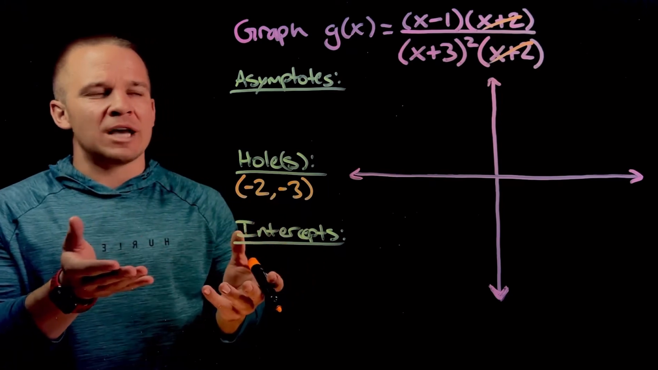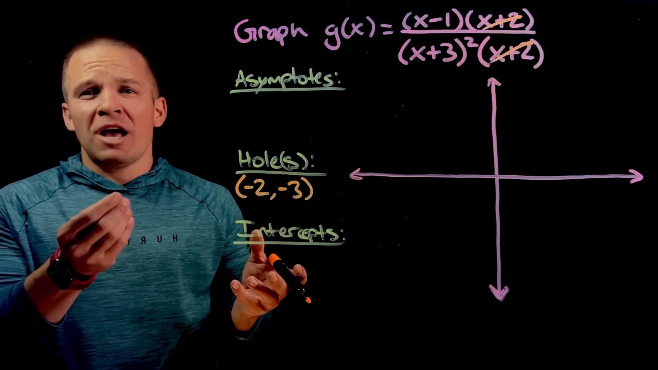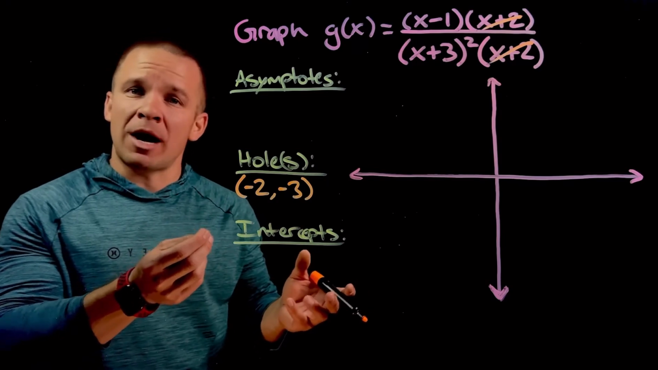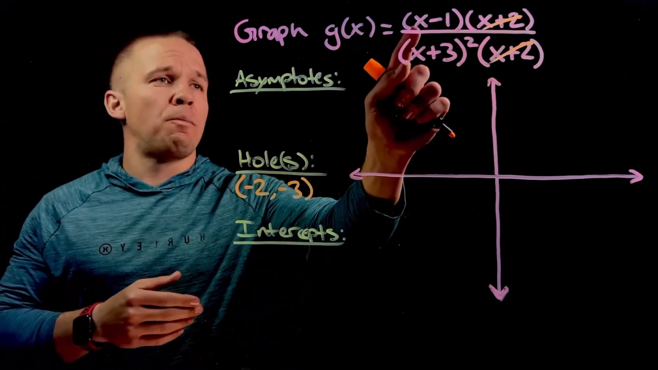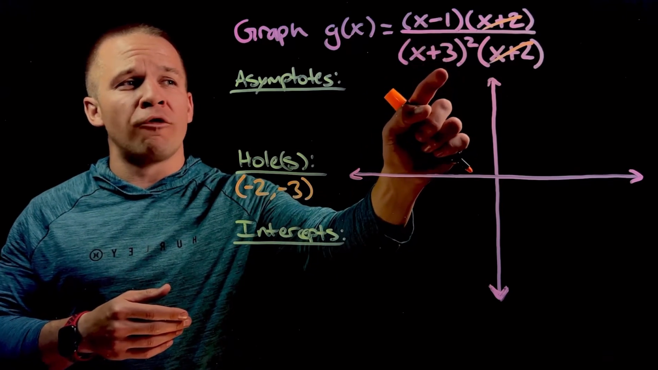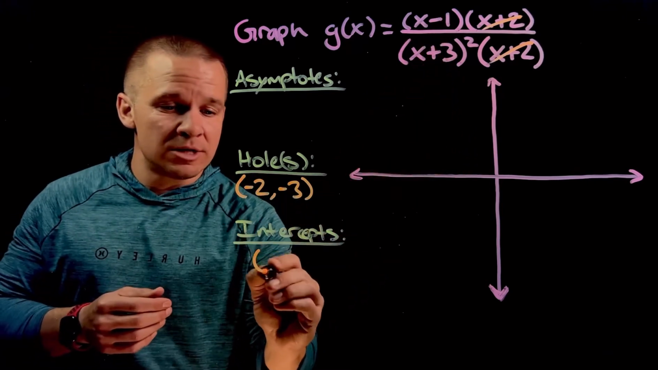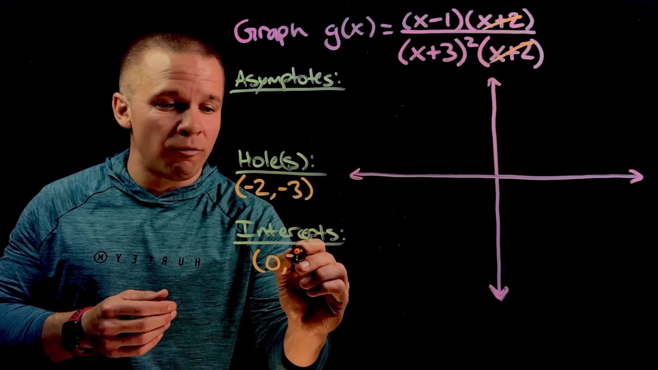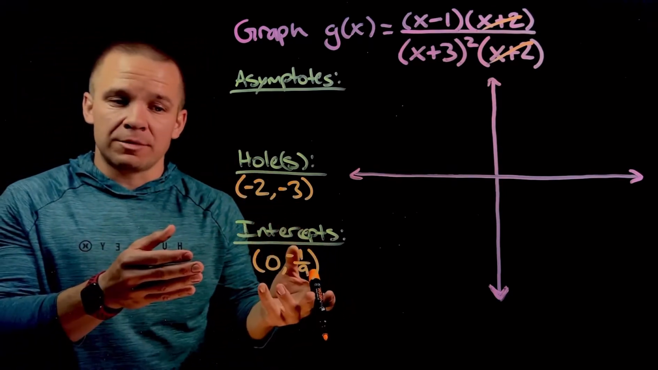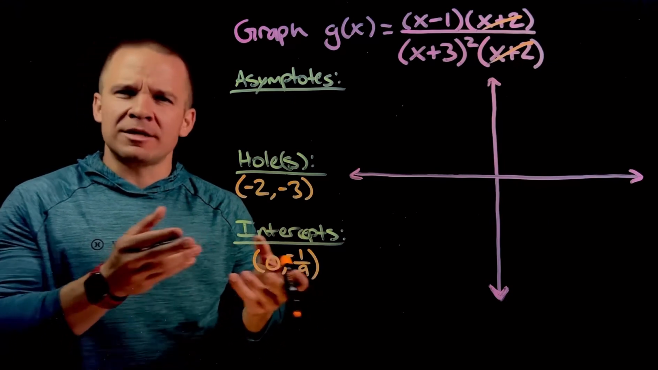Well, to get intercepts, let's see here. If I plugged in 0 for x, I'd get my y-intercept. So plug in 0 here and 0 here. I'm going to get -1 over 9. So 0 comma -1/9 would be my y-intercept. How about an x-intercept?